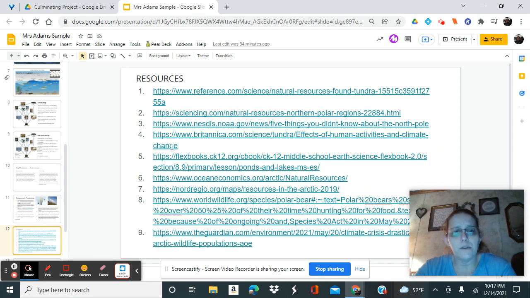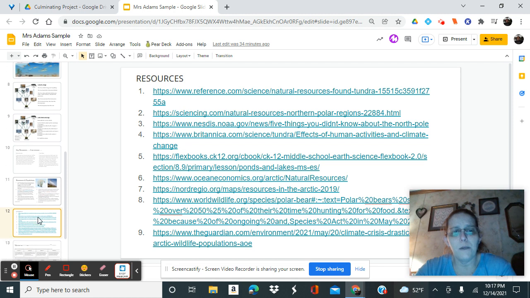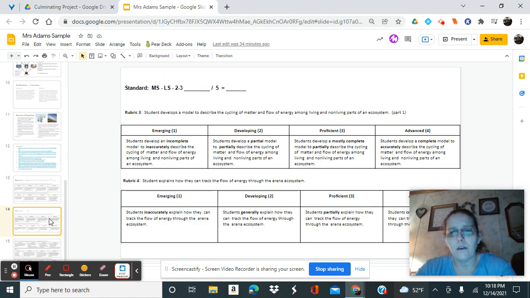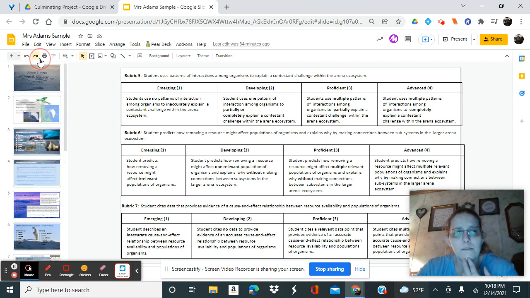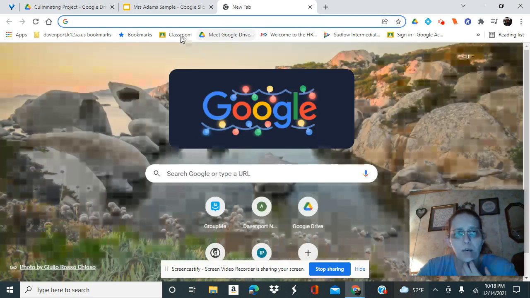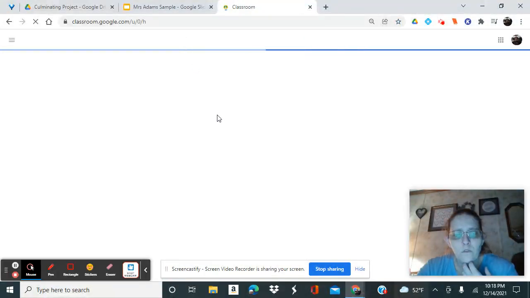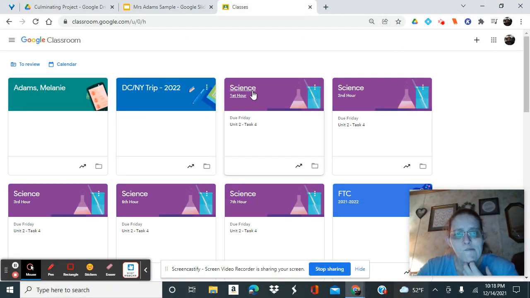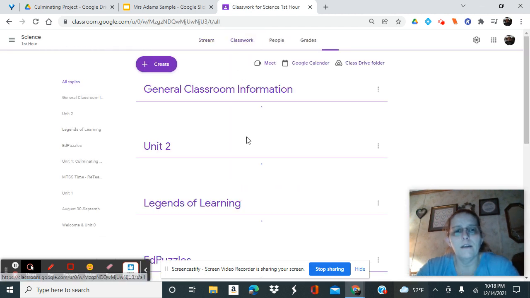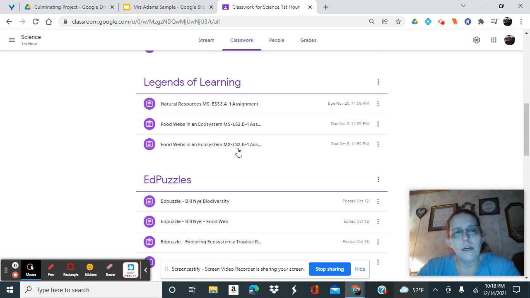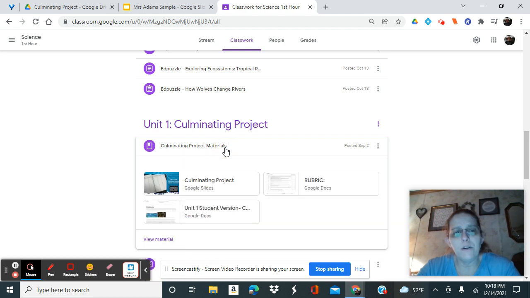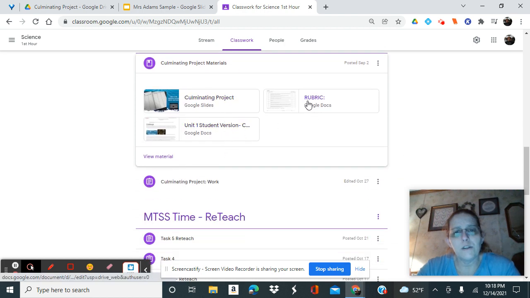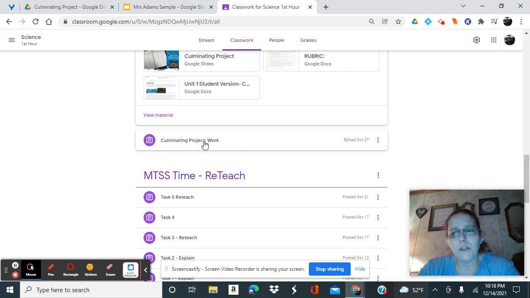And then these are my resources, so you can click on those and find the information. And then this is the rubric that will be graded. So hopefully that helps you. This is my example. If you go to Google Classroom, you will find this all the way down in Unit 1, Culminating Project. There's Culminating Project Materials, and then there's the rubric, one of the rubrics, and then here's Culminating Project Work.